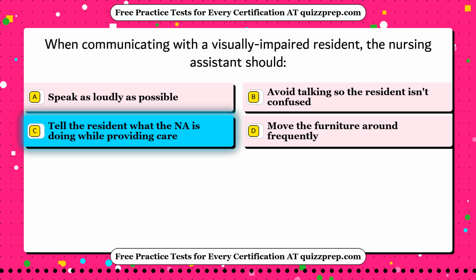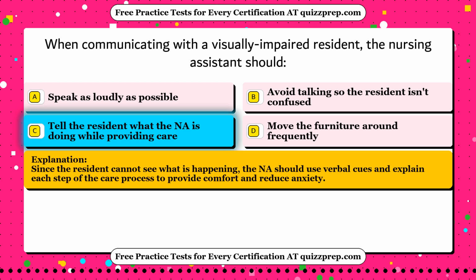The correct answer is option C, tell the resident what the NA is doing while providing care. Since the resident cannot see what is happening, the nurse should use verbal cues and explain each step of the care process to provide comfort and reduce anxiety.